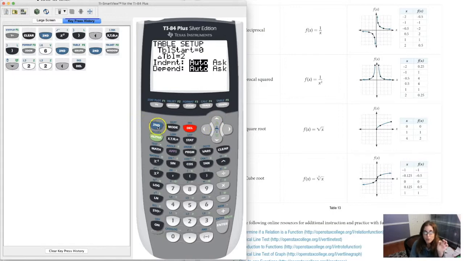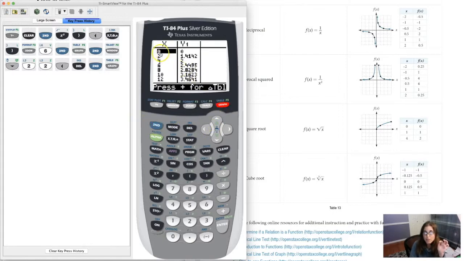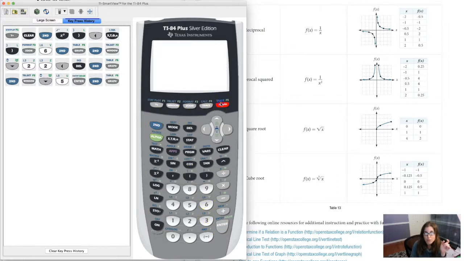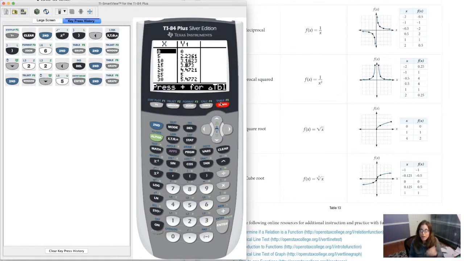Now just watch, I'm going to go back to my table. Do you see how now my x values are 0, 2, 4, 6? They're jumping by 2 units, right? I could adjust my delta table to 5, right? If I go back to my table, now you see it's going every 5 units: 5, 10, 15, 20.